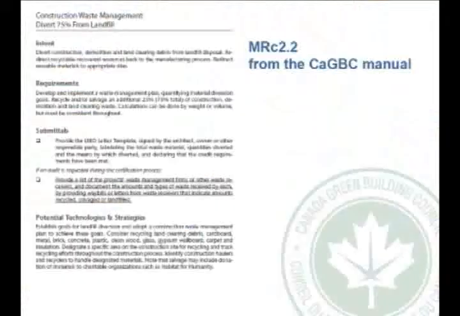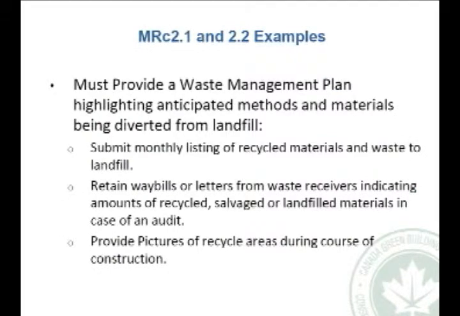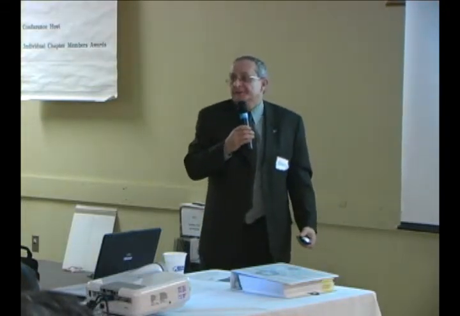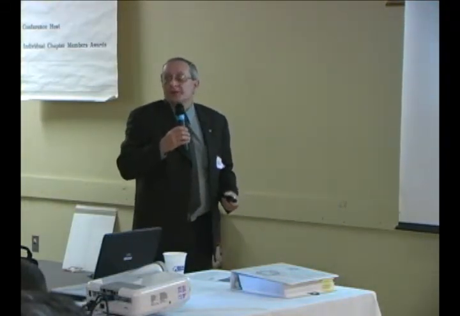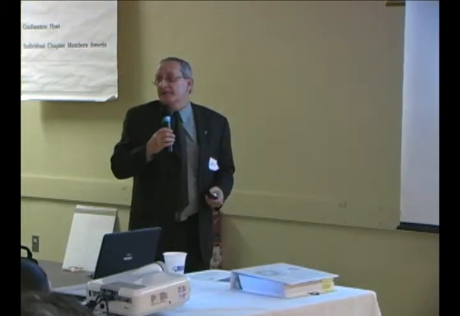Same thing applies for 2.2, where the percentage has been increased to 75%. Here's an example of some of the submittals you've got to have. Submit monthly listing of recycled materials and waste for landfill. Retain all the waybills or letters from waste receivers indicating the amounts of recycled, salvaged, or landfill materials in case you're audited by the Canadian Green Council, as well as photo pictures of recycling areas during the course of the construction. And all this has to go in the specifications, and the contractors have to provide it.